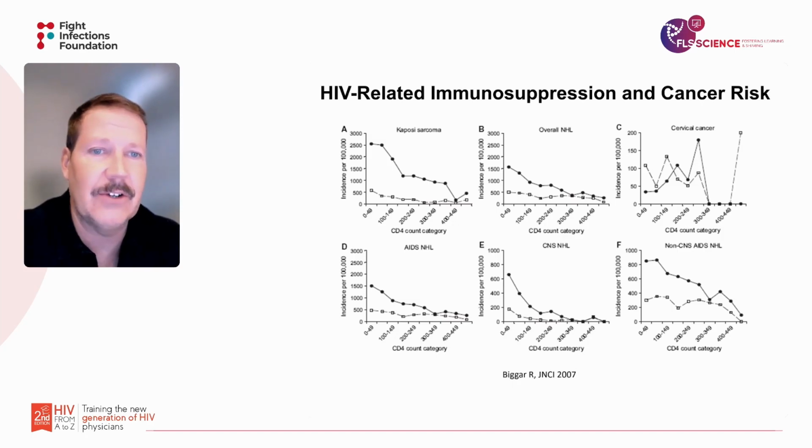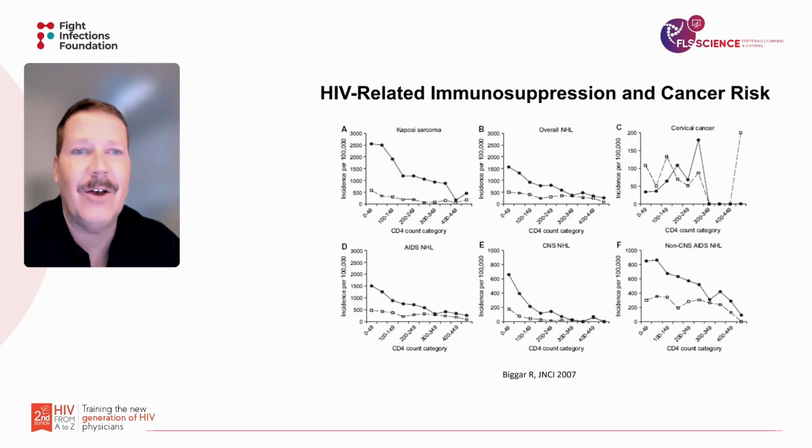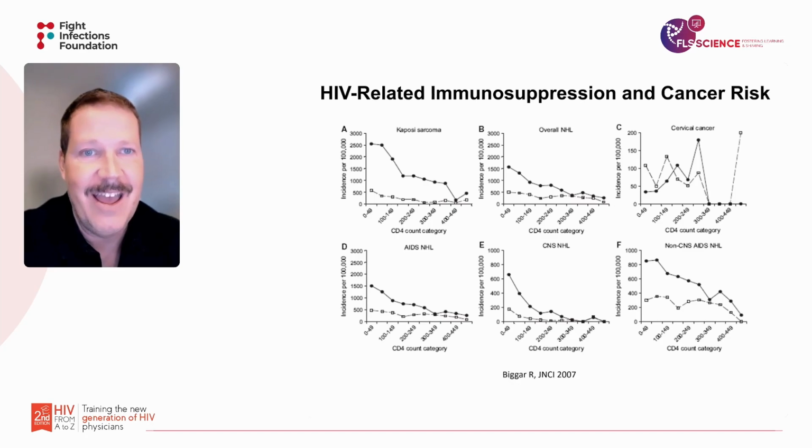Interestingly, cervical cancer on the right upper panel does not seem to be as associated with CD4. So I think it tells us, at least in terms of CD4 counts, that clearly immunosuppression and T cell repertoire is not the whole story behind cancer risk.